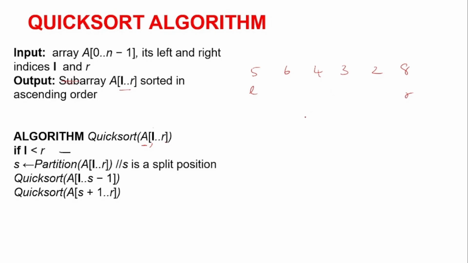For example, if the pivot element is 5, you may have this 5 here and 2, 3, 4 on one side and 6, 8 on the other. So this is the right position, the correct position of the pivot element. This partition algorithm will return the position of the pivot element, right?